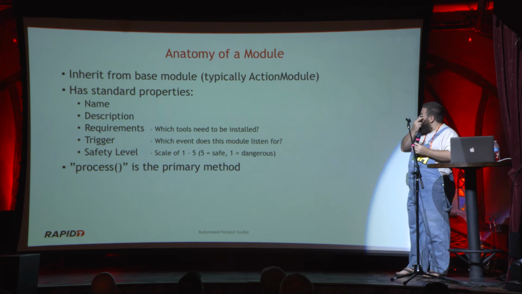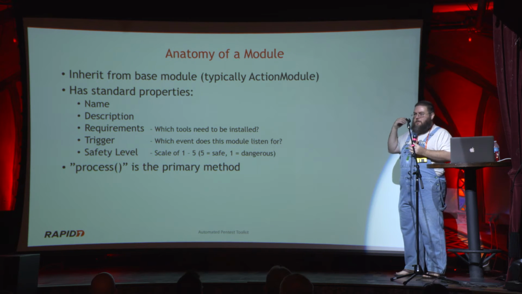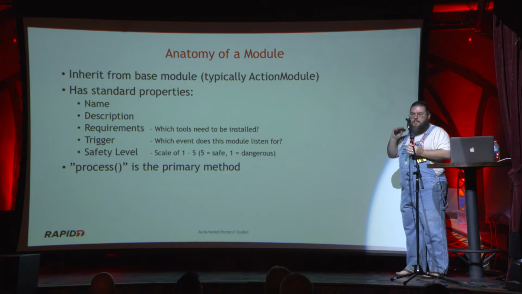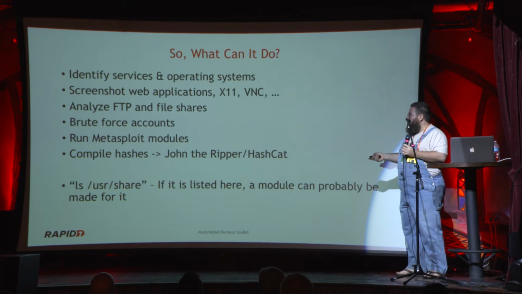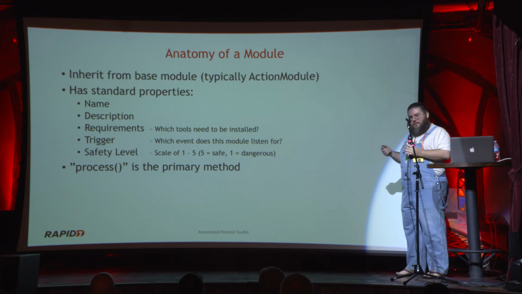Safety level is on a scale of 1 to 5. It defaults to 4 or 5. I need to check again, which means that it shouldn't do anything bad to a network. It's going to try stuff that is very kid glove. It's not going to brute force accounts. It's not going to do anything like that. When you get down to safety level 1 or 2, you might lock out accounts. You might do things of that nature.